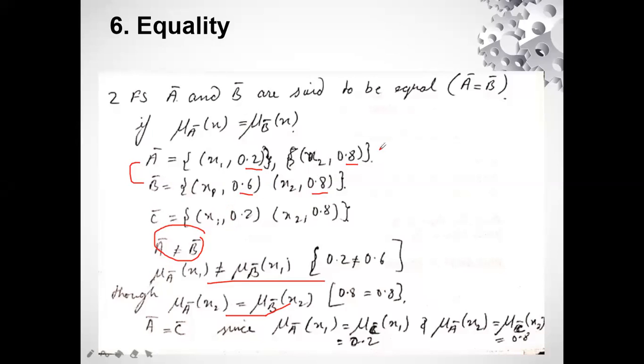Now we are going to check A and C. You can see x1 is 0.2, x1 is 0.2, x2 is 0.8, x2 is 0.8. So obviously A bar and C bar are equal. Okay.